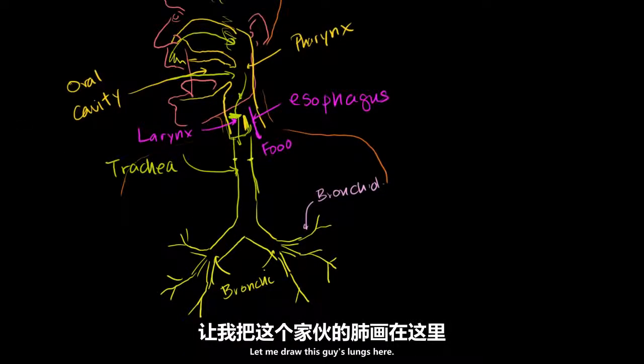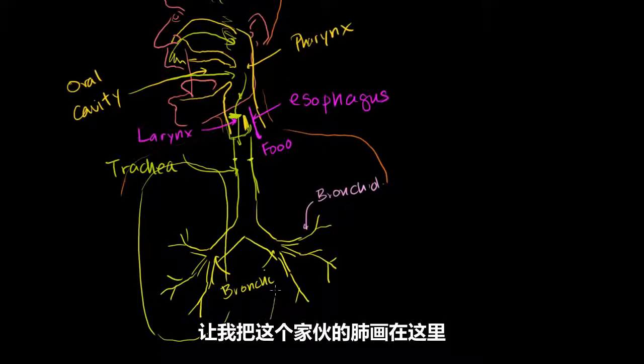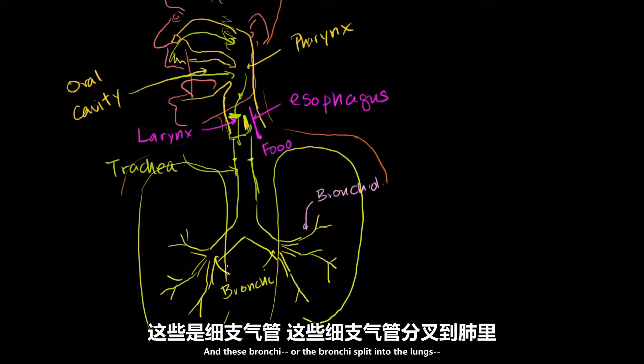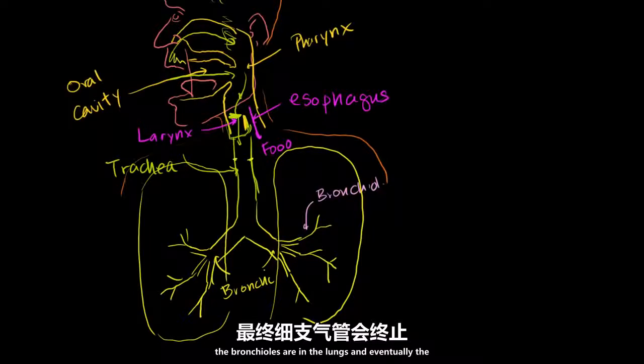So let me draw this guy's lungs here. So the lungs, so that's one of this guy's lungs. And that's the other of this guy's lungs. And these bronchi, or the bronchi split into the lungs. The bronchioles are in the lungs. And eventually, the bronchioles terminate.